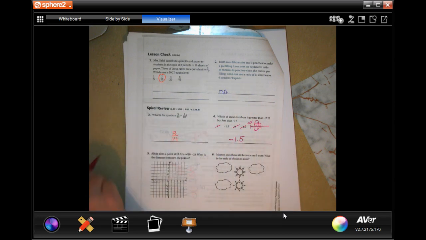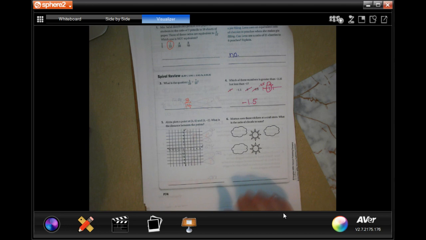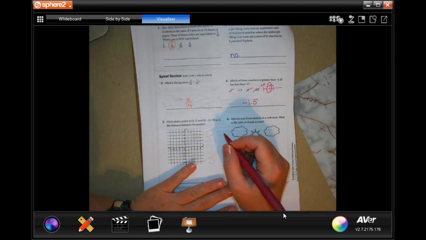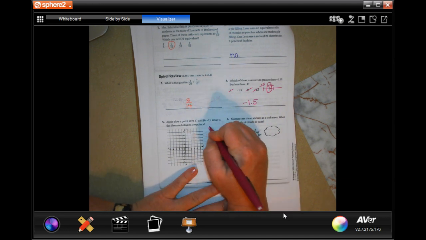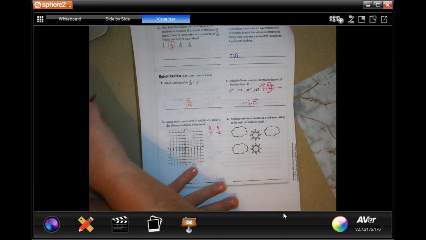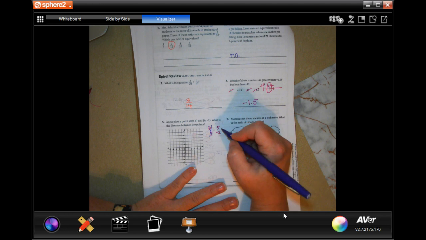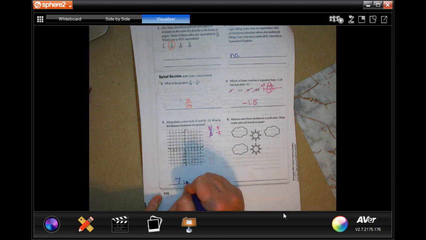So you're going to have negative 1.5. Alicia plots a point 0, 5, and 0, negative 2. What is the distance between the 2 points? Remember, we cross off the ones that are identical, and when we have a positive and a negative, we add them together, so we have 7 units.